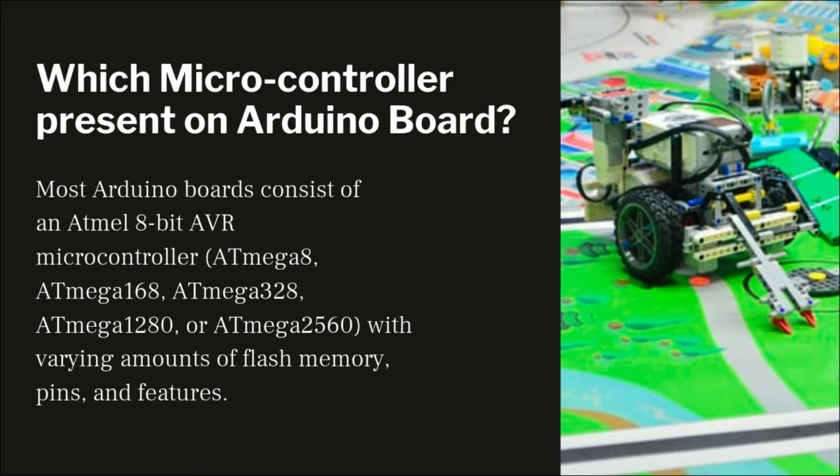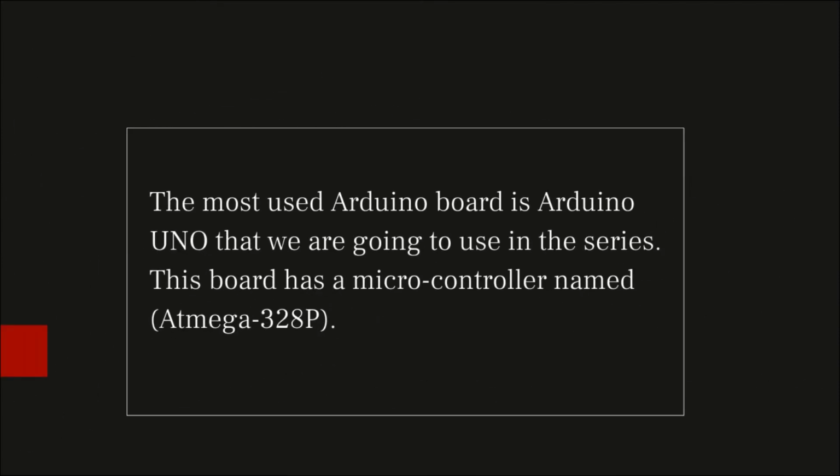Most Arduino boards consist of an Atmel 8-bit AVR microcontroller. AVR is a famous architecture for microcontrollers, and most of the Arduino boards contain Atmel 8-bit AVR microcontrollers. Your most famous Arduino, the Arduino Uno board, contains Atmega 328P, and each of these microcontrollers has different specifications, and they vary in the amount of flash memory, pins and configuration they have. The most used Arduino board is the Arduino Uno, which we are going to use in this series.